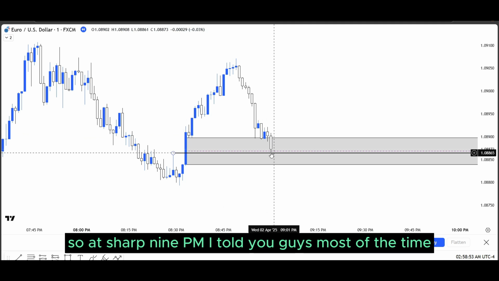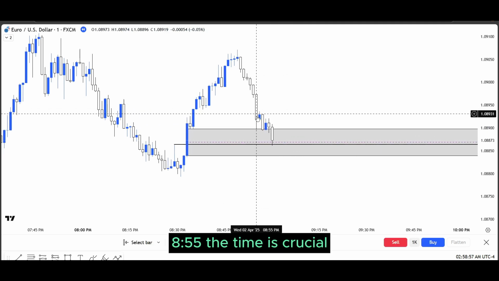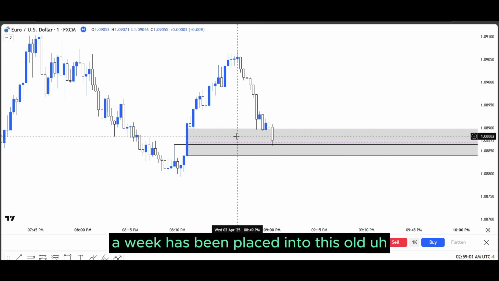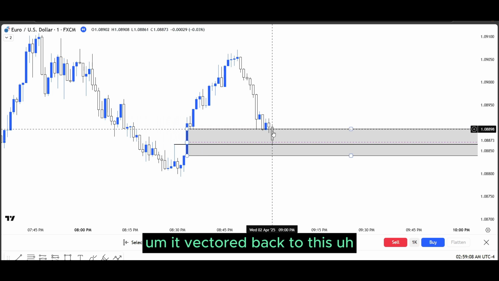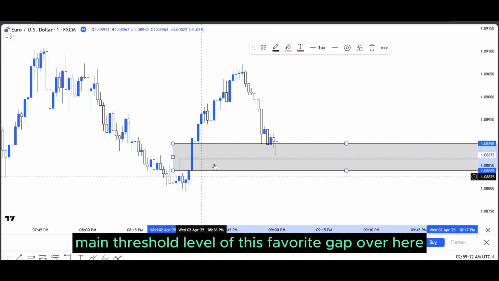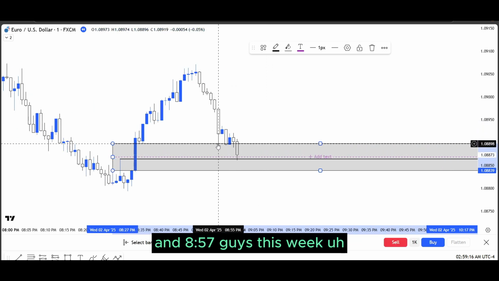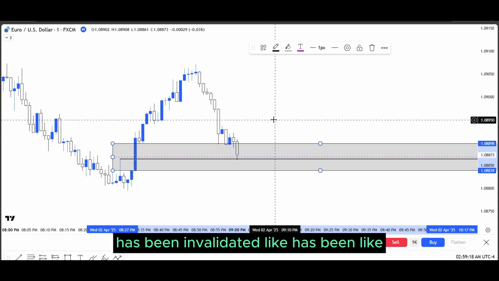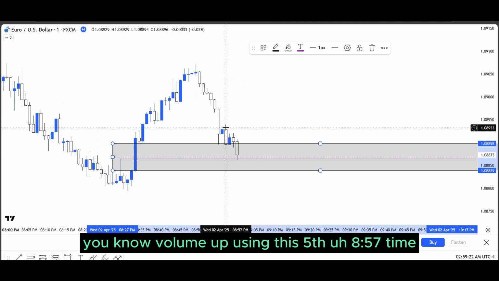So at sharp 9 p.m., I told you guys, most of the time 8:55. Time is crucial. A wick has been placed in this fair value gap as well. 9 p.m., I told you guys, time is crucial. It wicked down back to this mean threshold level of this fair value gap over here. And at 8:57, guys, this wick has been invalidated, like it has been volumed out using this 8:57 time.